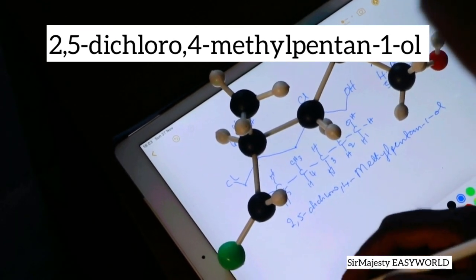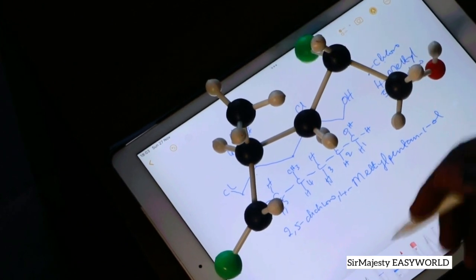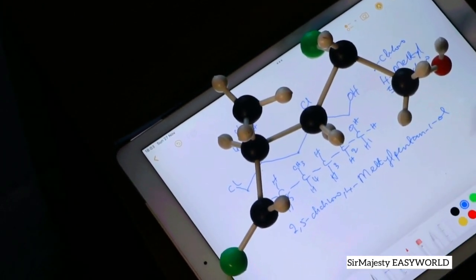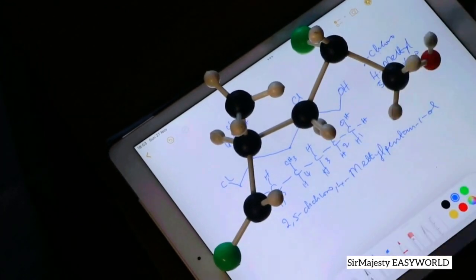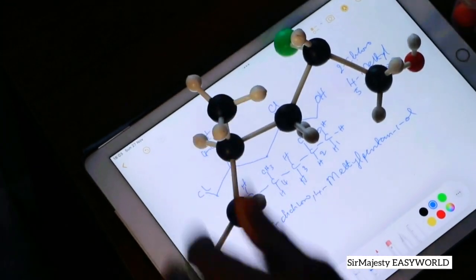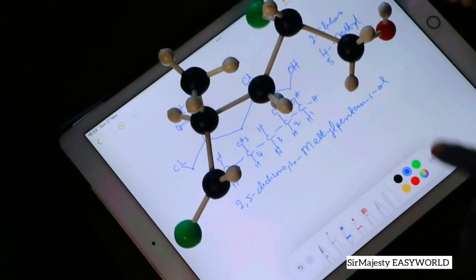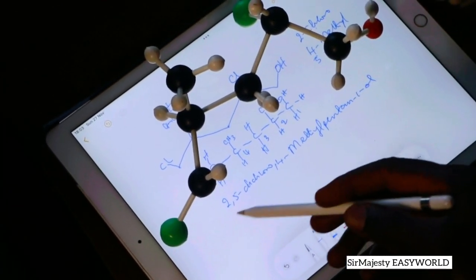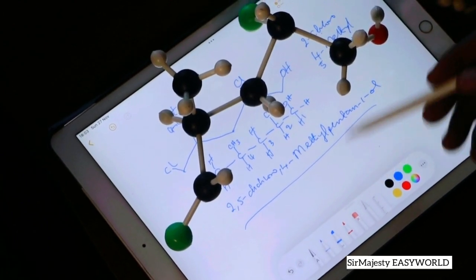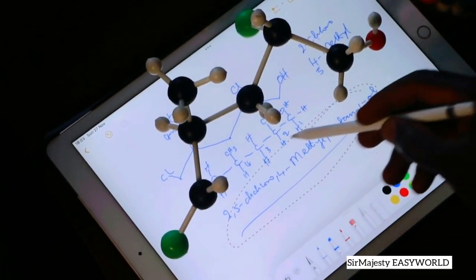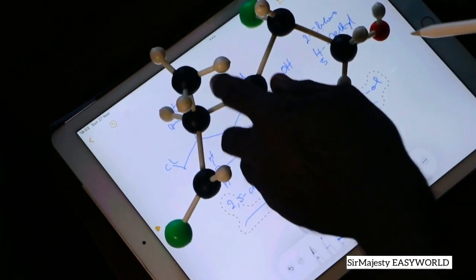Pentan-1-ol, or you can just say 2,5-dichloro-4-methyl-1-pentanol, or you can just say 2,5-dichloro-4-methylpentanol. And when they say pentanol without putting 2 or 3, it means that it is automatically 1. So this is the name of this particular compound here. This compound here, the name is this, and that is the structure I am holding here.